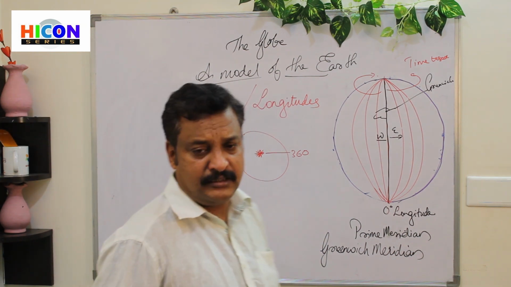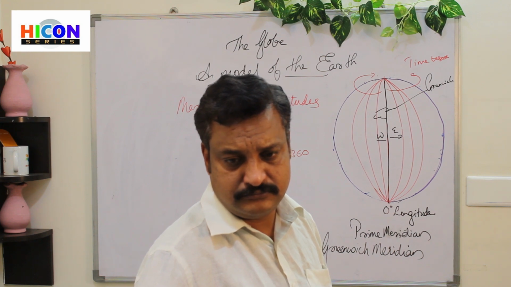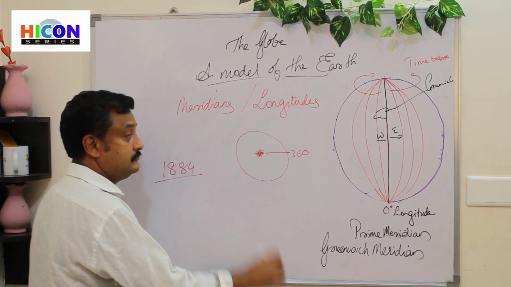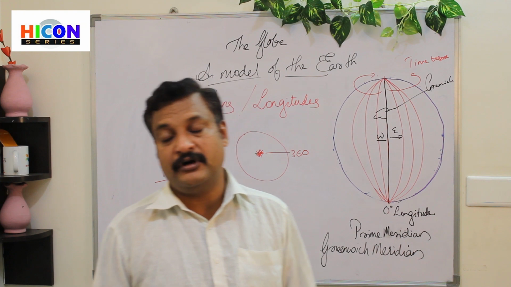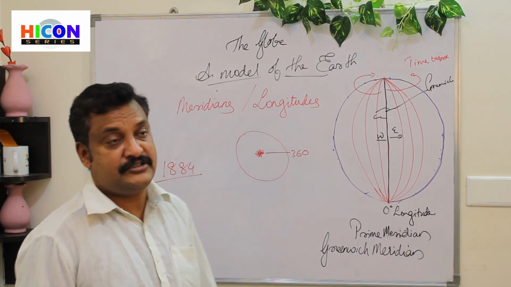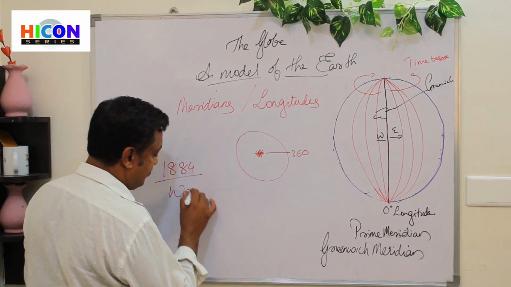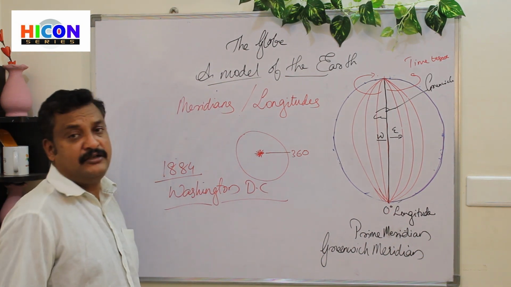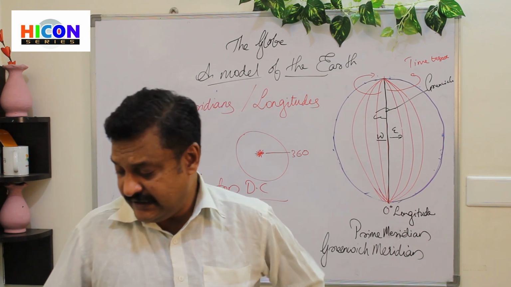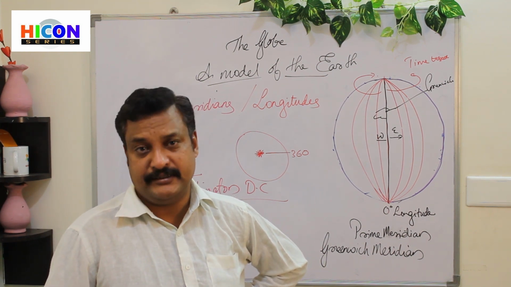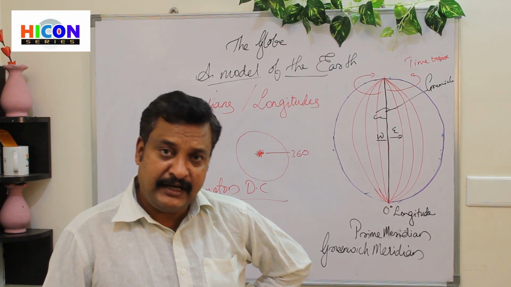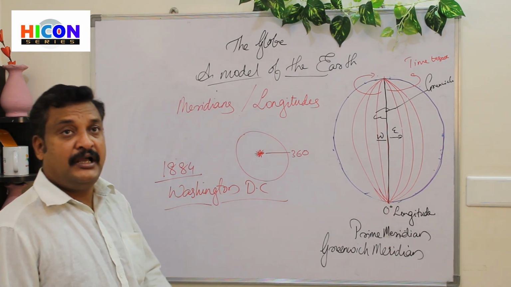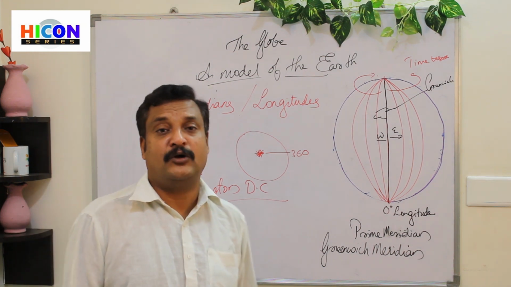So in the year 1884, an international conference was held at Washington DC. Do you know what Washington DC is? Washington DC is the capital of the United States of America. There was an international conference in 1884, and it was about deciding the time around the globe.